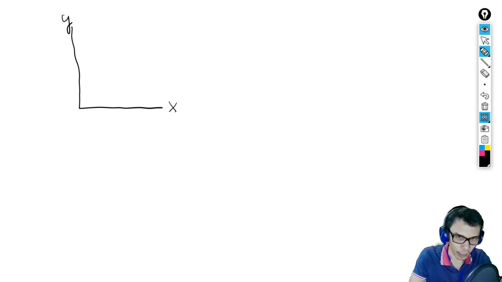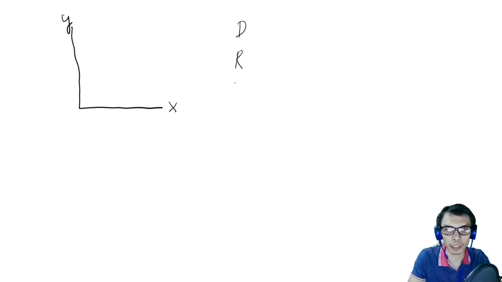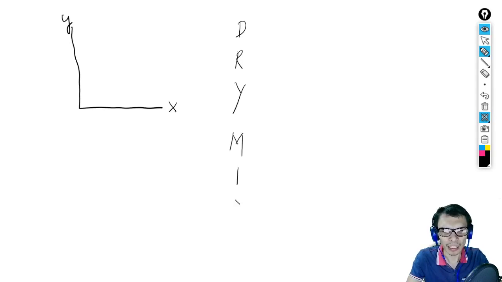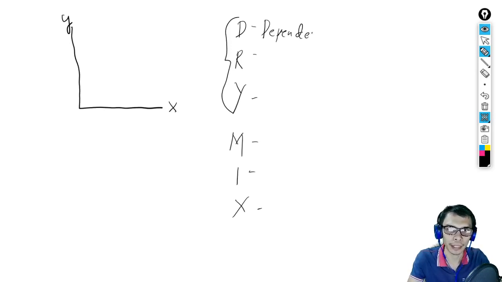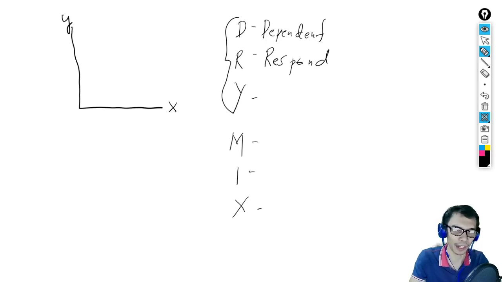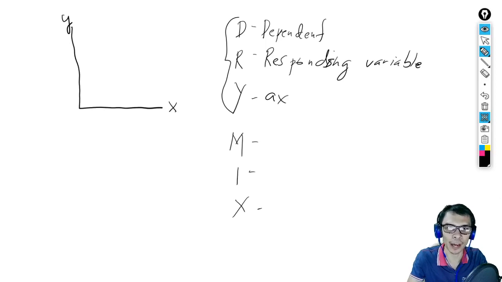In order for you not to be confused, I have a mnemonic that will help you understand and not forget the placement of the variables, especially the dependent and the independent ones. Let's start first with the word DRY. D means dependent, and R means responding. Responding to what? None other than the independent. We can call it the responding variable and it is placed on the y-axis. So in this y-axis, we have the dependent variable.